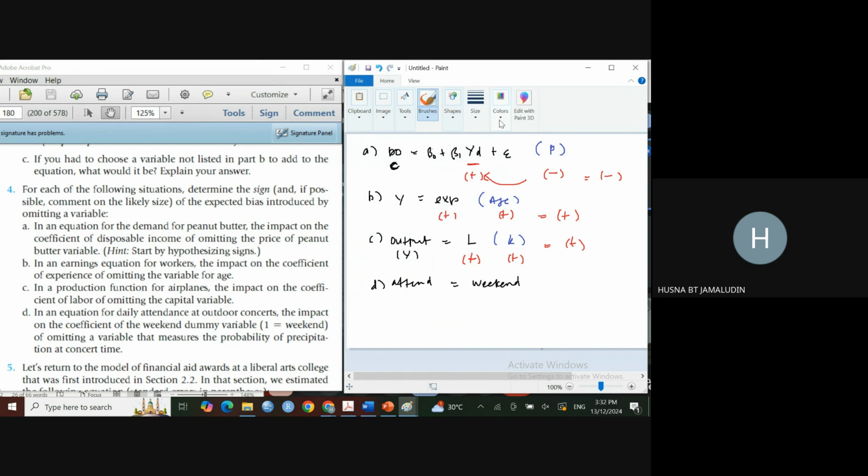Precipitation is like the probability of raining. Okay, so if you know that the probability of raining is high, will you go to the concert? No. So what is the sign for precipitation? Negative, right? The higher the probability of raining, the lower your attendance at the concert. Okay, how about the weekend?